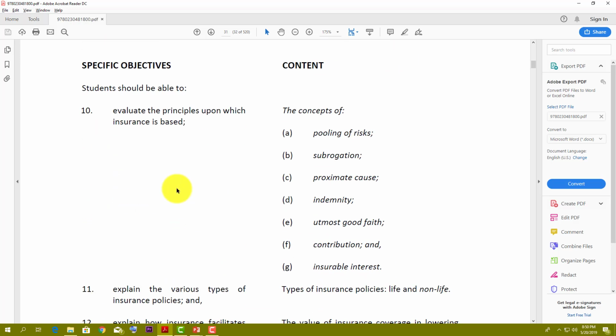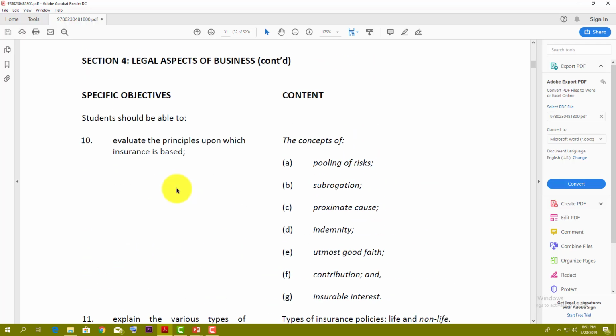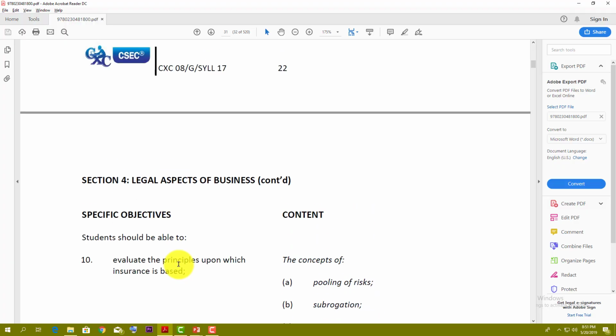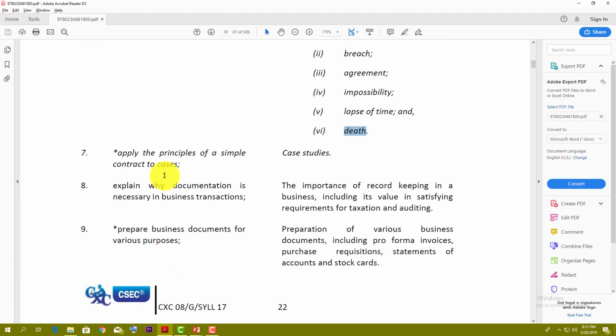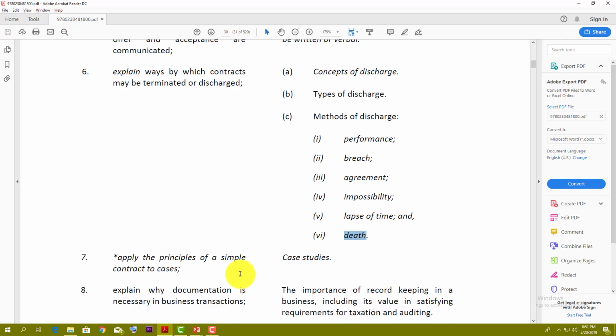All right, so 10. Looking at insurance now. Insurance is going to cap off the legal aspects of a business. Now, some of the examples with these here are normally given in case study form. They give you a case study, and you have to look and see, okay, what was the method of discharge types, concept. You have to understand the concept of discharge.